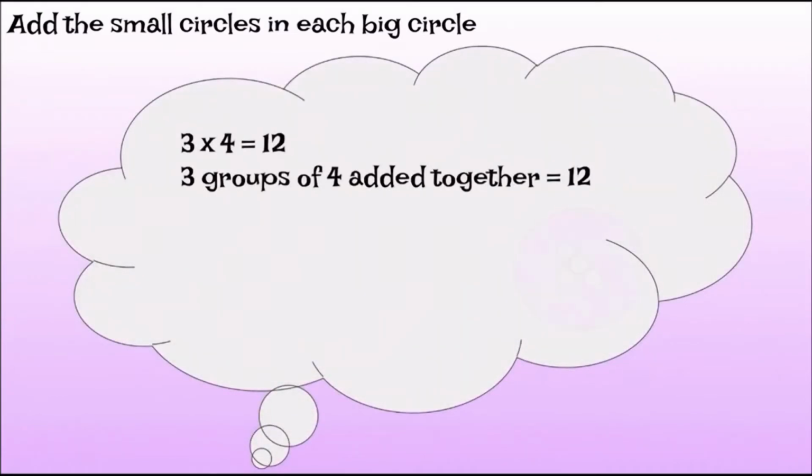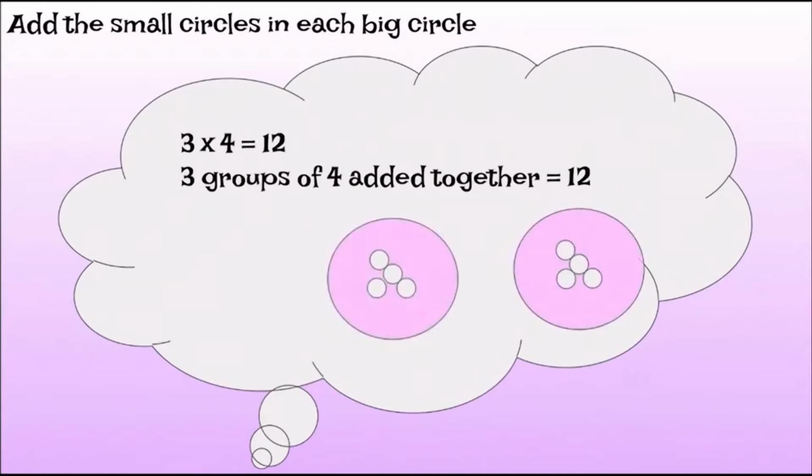3 times 4 equals 12. 3 groups of 4 added together equals 12. 4 plus 4 plus 4 equals 12. It's easy.